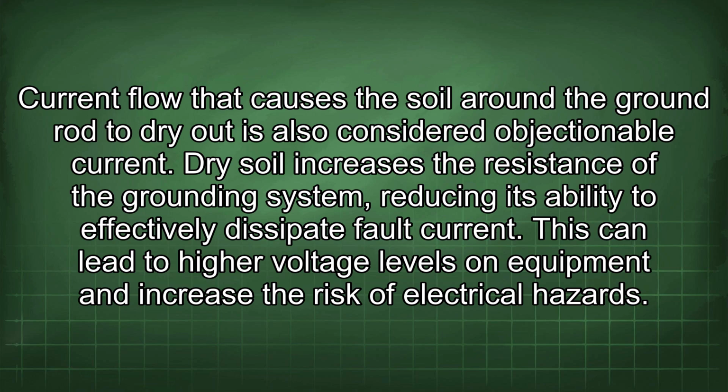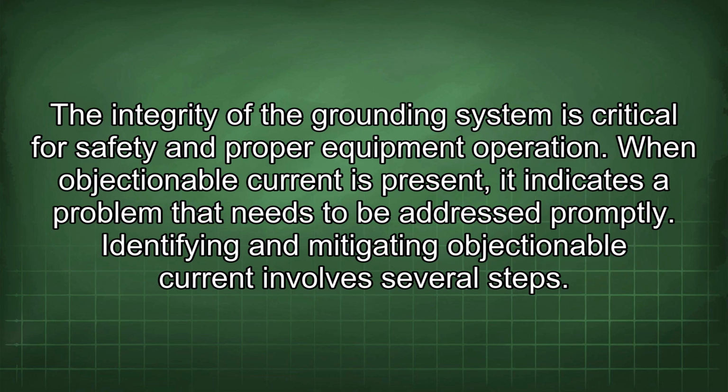current. Dry soil increases the resistance of the grounding system, reducing its ability to effectively dissipate fault current. This can lead to higher voltage levels on equipment and increase the risk of electrical hazards. The integrity of the grounding system is critical for safety and proper equipment operation. When objectionable current is present, it indicates a problem that needs to be addressed promptly.